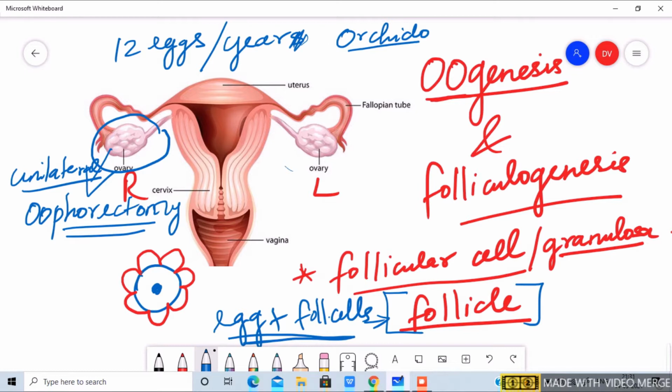So guys, oophoro means ovaries, orchido means testis. Orchidectomy is the surgical removal of testis, oophorectomy is the surgical removal of ovaries. Alright, with that beautiful information, let us begin the session.